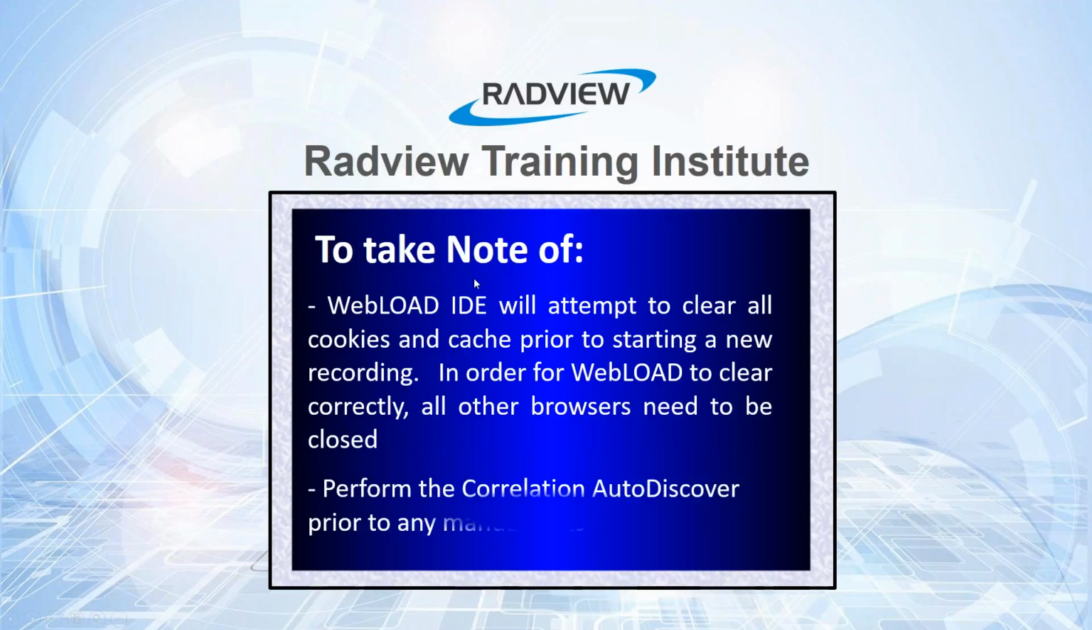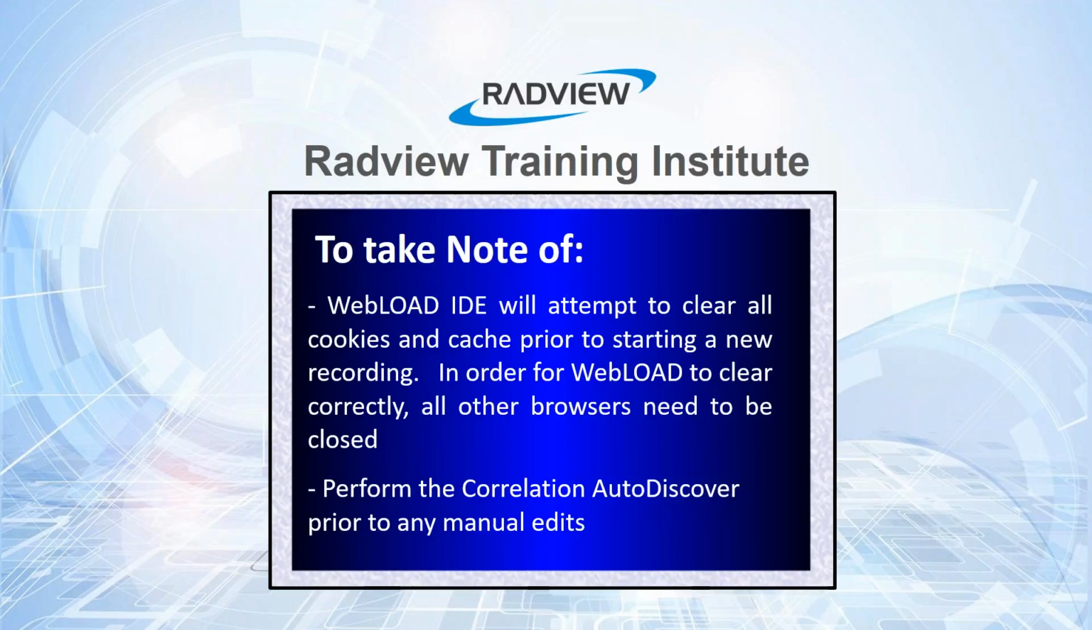The other thing to take note of is once you have your script recorded, the first window that pops up, and you'll see this here in a moment, prompts you for auto-discover of the correlation rules, anything that needs correlated in your script. We strongly recommend that you do that correlation first, allow the auto-discover to run and identify those things that need correlated, select them, correlate the script, and then go in and make any manual edits that you want to do to the script.